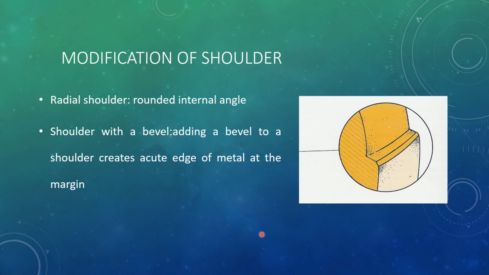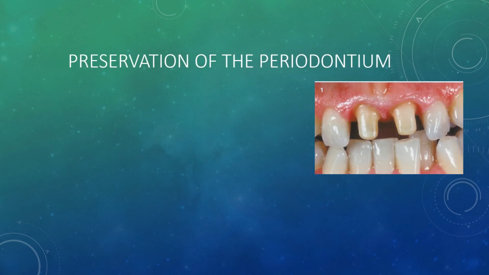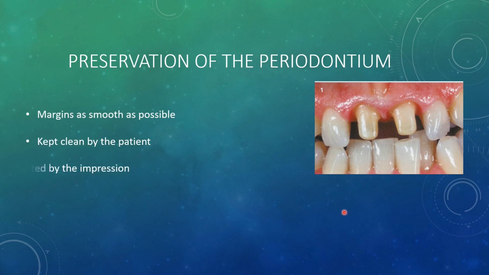Coming to the modifications of shoulder, that is radial shoulder, rounded internal angles, shoulder with bevel. Adding a bevel to the shoulder creates an acute edge of metal at the margin. So preservation of the periodontium is also something which has to be taken care of, obviously. So margins as smooth as possible, guys, kept clean by the patient, so oral hygiene is maintained, duplicated by the impression.